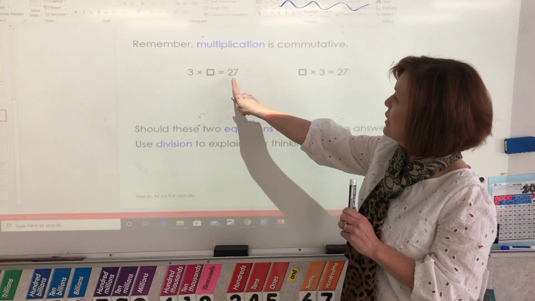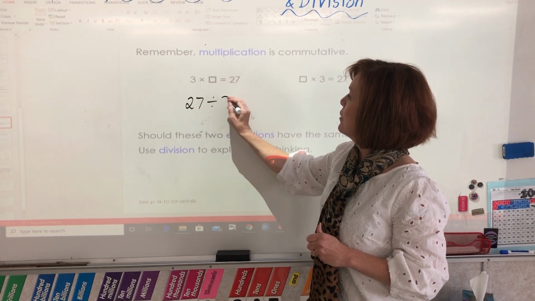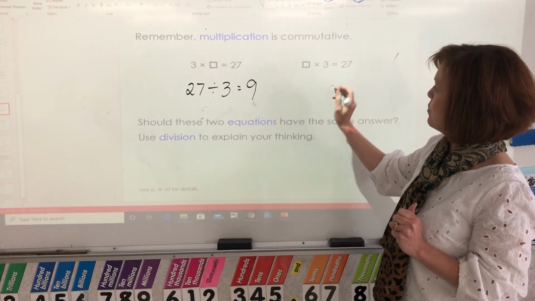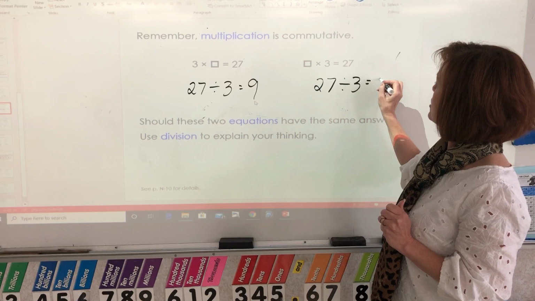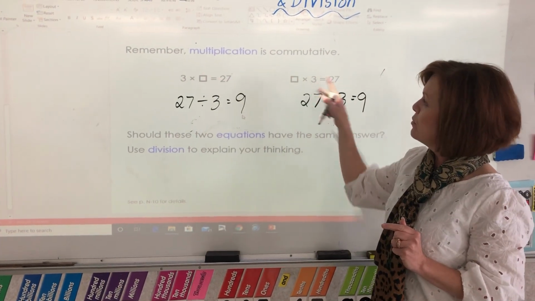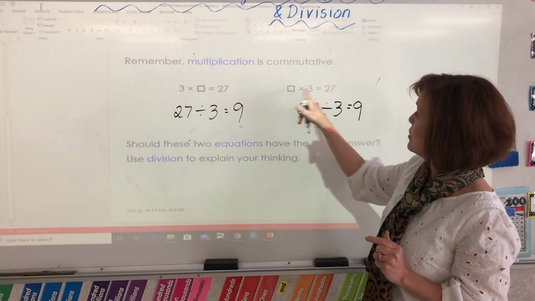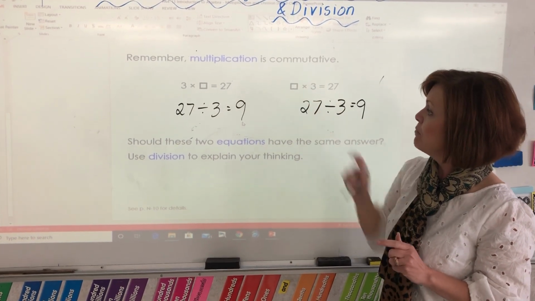Well, let's think. To solve this one using division, I go 27 divided by 3, and it equals 9. To solve this one, I go 27 divided by 3, and it equals 9. Yes, it doesn't matter what order two things are multiplied in. They will have the same answer here when we divide, and it's because of the commutative property.